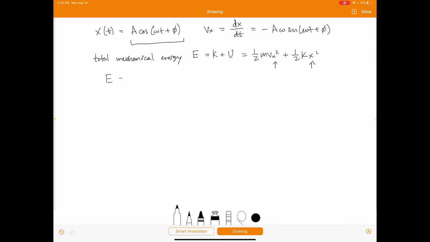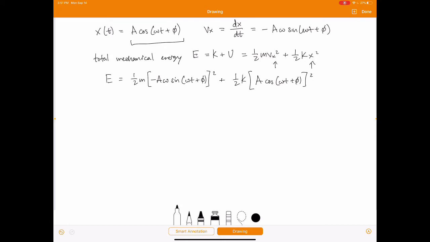So E is equal to, I've got 1/2 m. Now my velocity is minus A omega times sine(omega t plus phi). We have to square that velocity. And then I have plus 1/2 k times x, which is A cosine(omega t plus phi). And I have to square x as well.